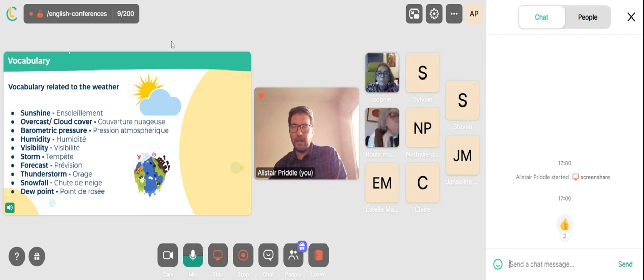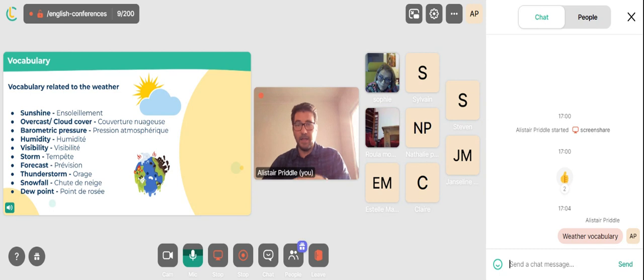Well, we're going to have a look at some vocabulary first, and first of all, we're going to have a look at weather vocabulary. So I'm going to read through the list of these vocabulary words in English. I'm going to read through them twice just so that you can hear them pronounced and read the translations next to them. So here we go.